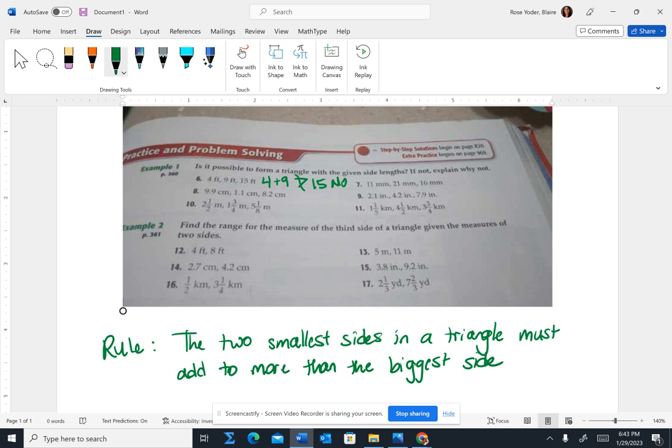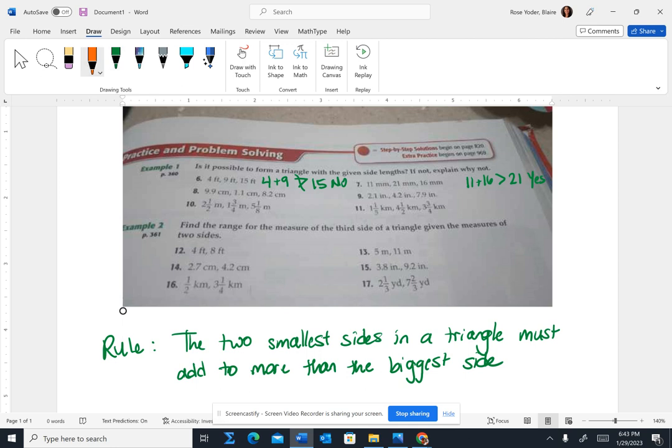I was looking, and it looks like number 7 would be a yes, because if you take the two smallest sides and add them up, it is bigger than the biggest side. So that one would be a yes. But I'm pretty sure for 6, 8, and 10, if you add up the two smallest sides, it adds up to less than the biggest side. So that's how you do that first batch.